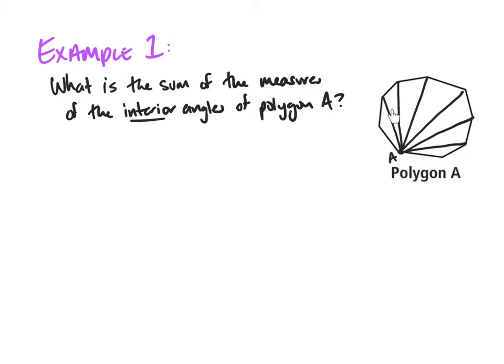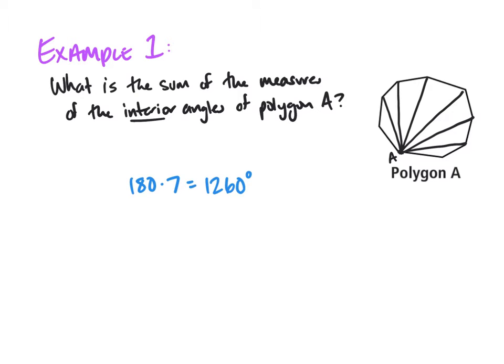In fact, I've created 1, 2, 3, 4, 5, 6, 7 different triangles by drawing all the diagonals from one of these vertices. And each of those triangles has 180 degrees for its interior angle sum. So if I just take that 180 and multiply it by 7, that should give me my total for the interior angles. I'm going to take 180 times 7, and that is going to give me 1,260 degrees.